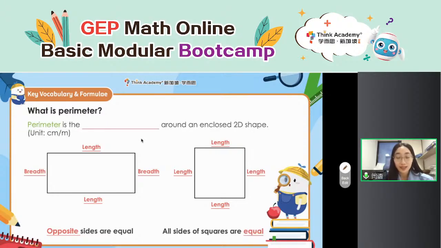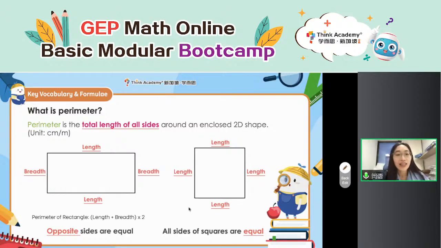And then back to the concept. Perimeter is the total length of all sides around an enclosed 2D shape. For example, if I just draw something like this, can we say that there is a perimeter of the figure? No. You need to make sure that it is an enclosed 2D shape. In the future, we are going to learn something more like the trapezium or triangles. So again, remember that all of them are enclosed 2D shapes.